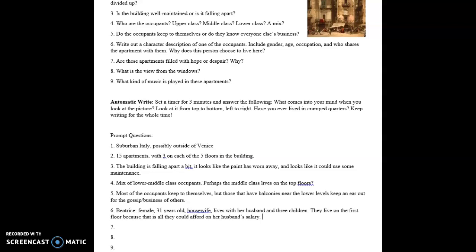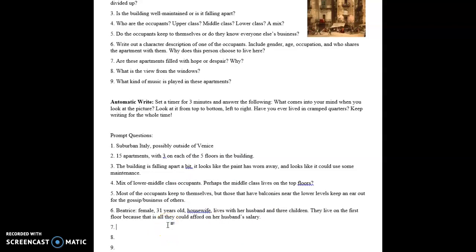I could even go so far as to describe what the husband does. I could say he works for, I don't know, this is an older time, so maybe he works at the market and he goes out and takes care of land, or he goes fishing because they're in Venice, I guess. So I could elaborate more, but I'm going to stop here. If you want to elaborate more, feel free to do so.